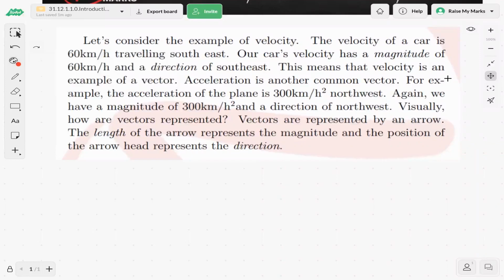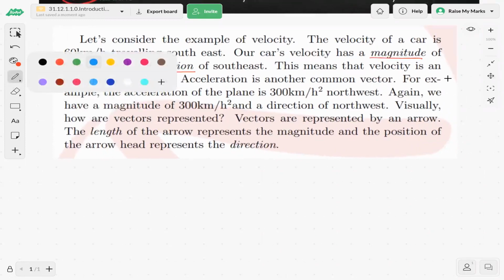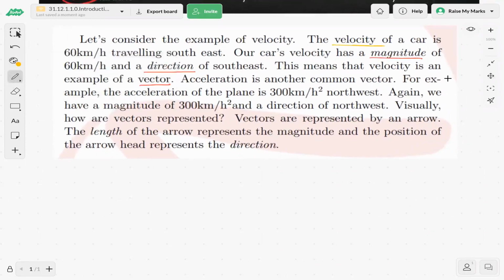So a vector is a quantity that has both magnitude and direction. In this case, let's use another color. Our velocity has a magnitude, 60 kilometers per hour, and it has a direction, southeast. So velocity is an example of a vector.